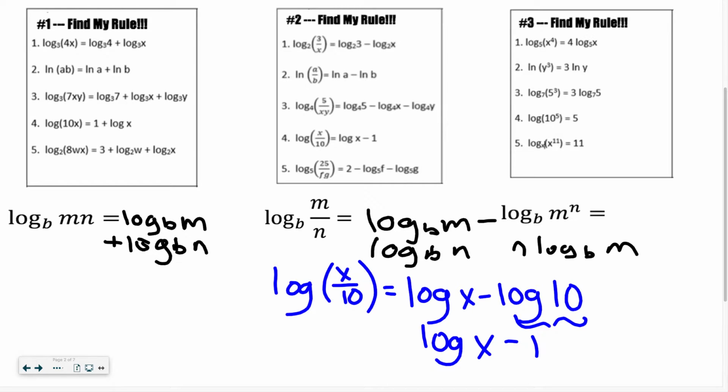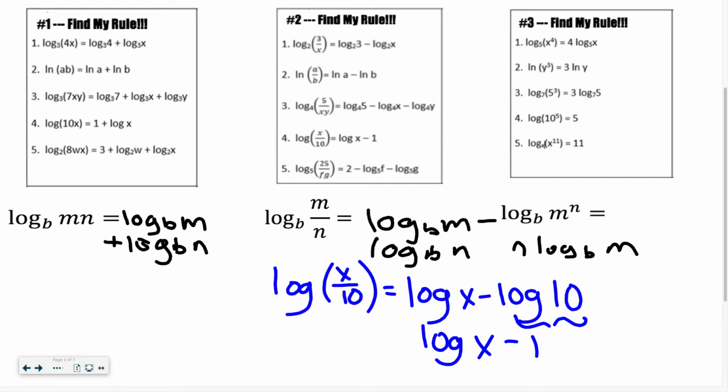If you're multiplying, then you add. If you're dividing, then you subtract. If you're raising it to an exponent, then you multiply it. What does that sound like? The properties of exponents. Isn't that true?